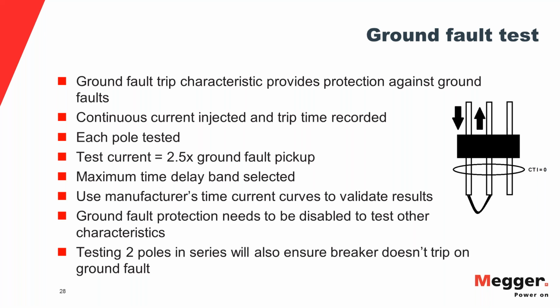In this case, just as in a long time test, we inject a continuous current and the trip time is recorded. The current magnitude is low and the trip time is low as well. Each pole is tested separately. The test current is set at 2.5 times the pickup value. The maximum time delay band is selected, and the time current curves can be used to validate the results.